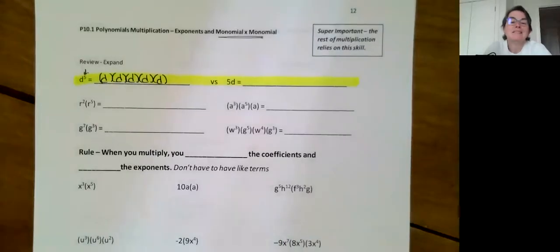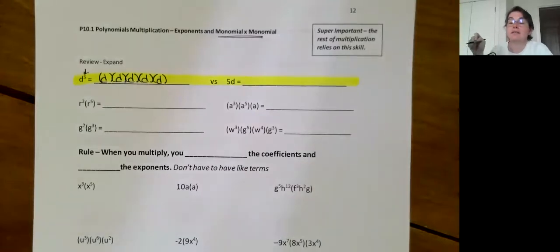Hi there. This is the first of videos on multiplication of polynomials, and we're going to start with exponents, and then we're going to graduate to multiplying monomials times monomials. This is a really important section because when you get this part, it will help you do all the other sections, because no matter how many terms you have and you're multiplying, it all breaks down in being able to multiply a monomial times a monomial.